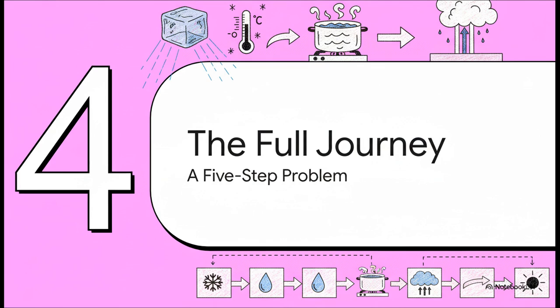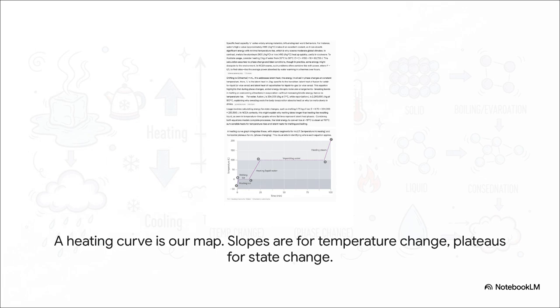All right, time for the main event. We have our 2 tools. Let's put them together and map out the entire journey, from a block of ice below freezing all the way up to steam that's above boiling. It's a 5-step process. This heating curve you're looking at, this is our roadmap. It's super important. Whenever you see the lines sloping upwards, that means the temperature is changing, and we use our first tool, E equals mcΔT. But whenever you see a flat plateau, that means the state is changing at a constant temperature, and that's when we pull out our second tool, E equals mL.